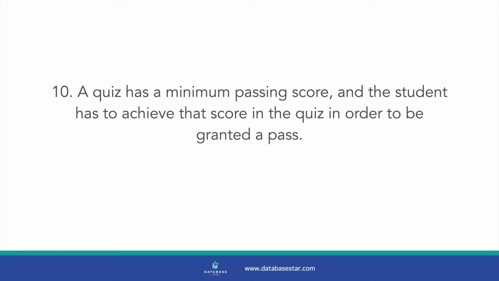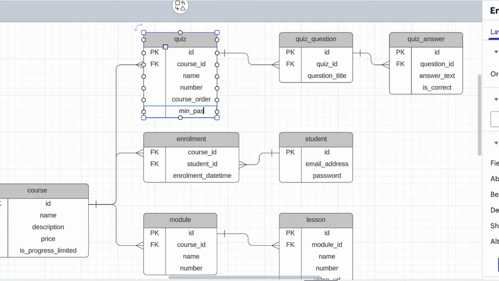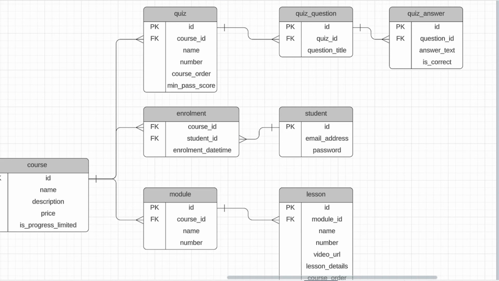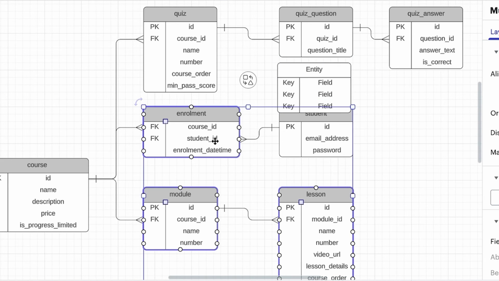Requirement 10 says that a quiz has a minimum passing score that a student must achieve on the quiz. In our diagram, we can add an attribute to the quiz table called min_pass_score. This would store the score that is needed by a student when they take the quiz. But we haven't got any way to record students that have taken a quiz, so we'll add a table for that. A student can take a quiz many times, and a quiz can be taken by many students.